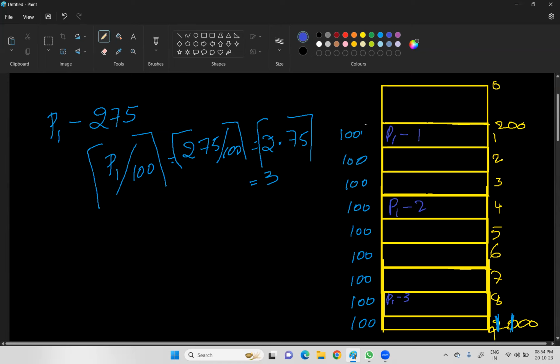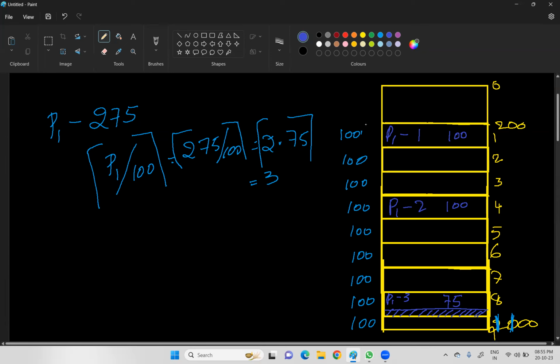Process one, first frame. So 100 kilobytes will be filled here. There is no internal fragmentation. Here also 100 kilobytes will be filled. Still, how much remains? 75. So this particular frame will be filled with only 75 kilobytes. The remaining 25 kilobytes will be internal fragmentation. There is no external fragmentation in paging. Internal fragmentation, so this will take 75 kilobytes.